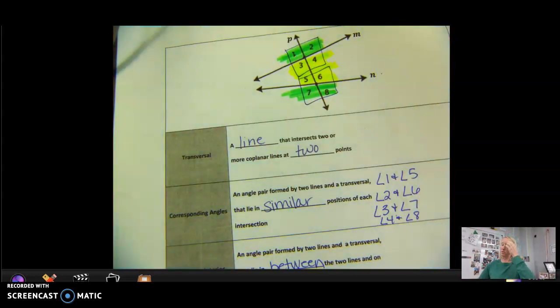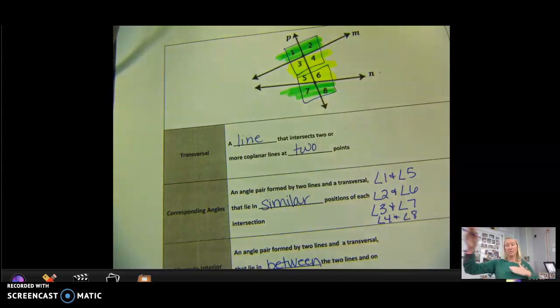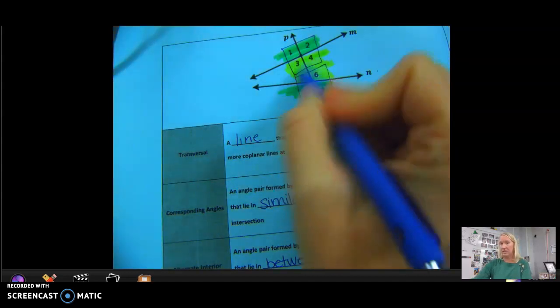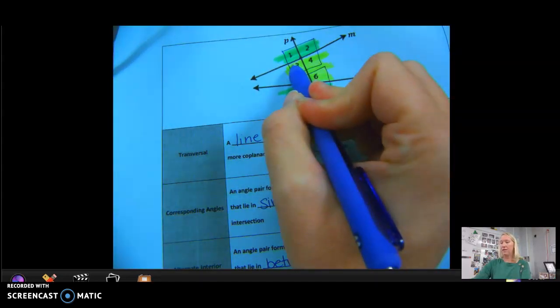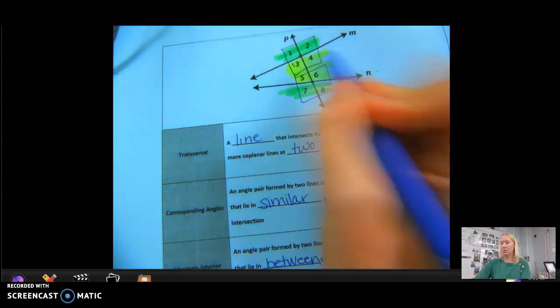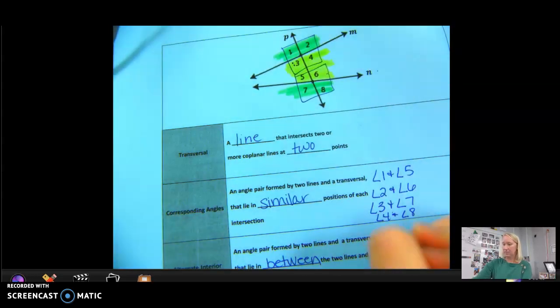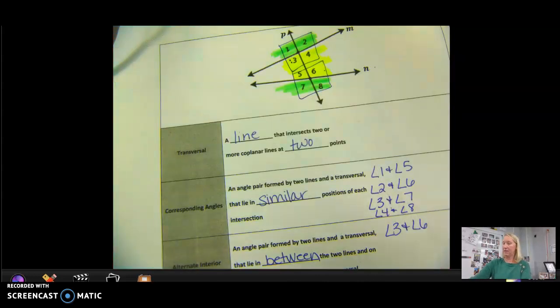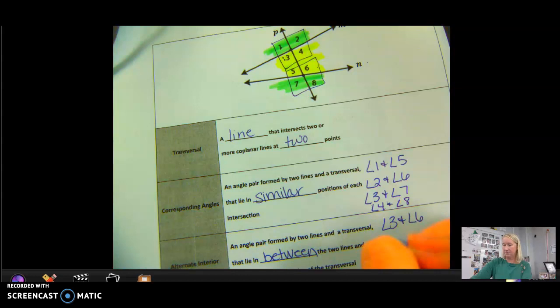Okay? So if we're talking about alternate means opposite kind of, right? Alternate interior angles. So we're on the inside because it's interior, so in the yellow. Alternate would be opposite sides. So 3 would be alternate to 6. So it would be angle 3 with angle 6. And then also alternate would be 4 with 5. So angle 4 and angle 5.